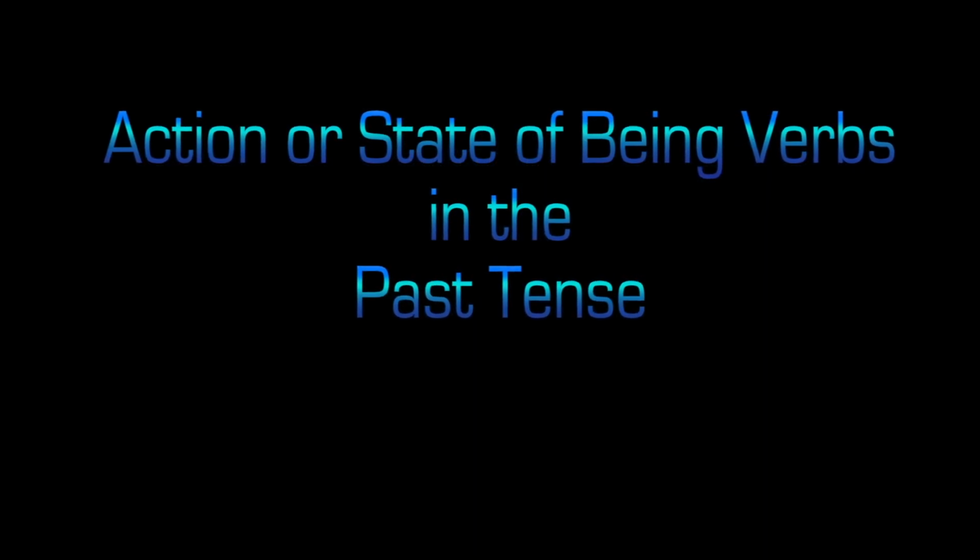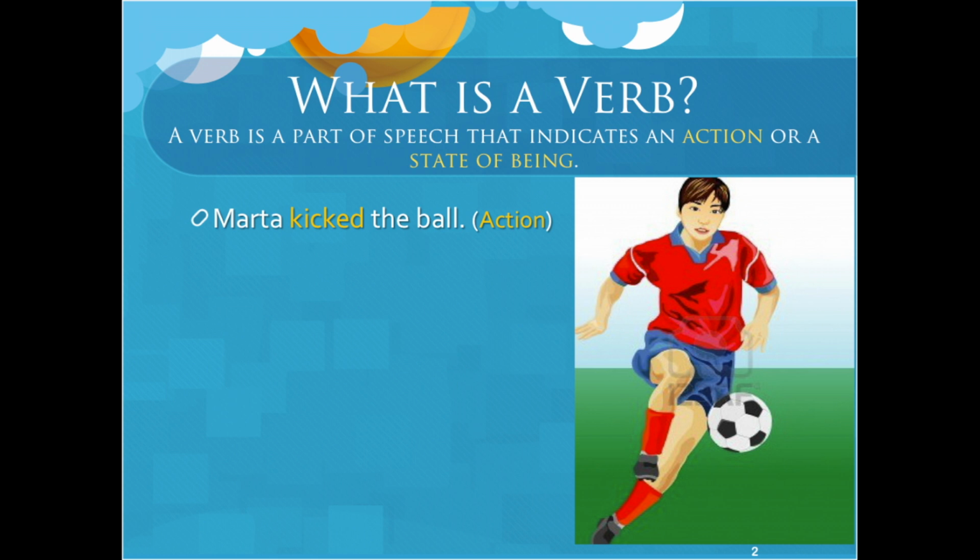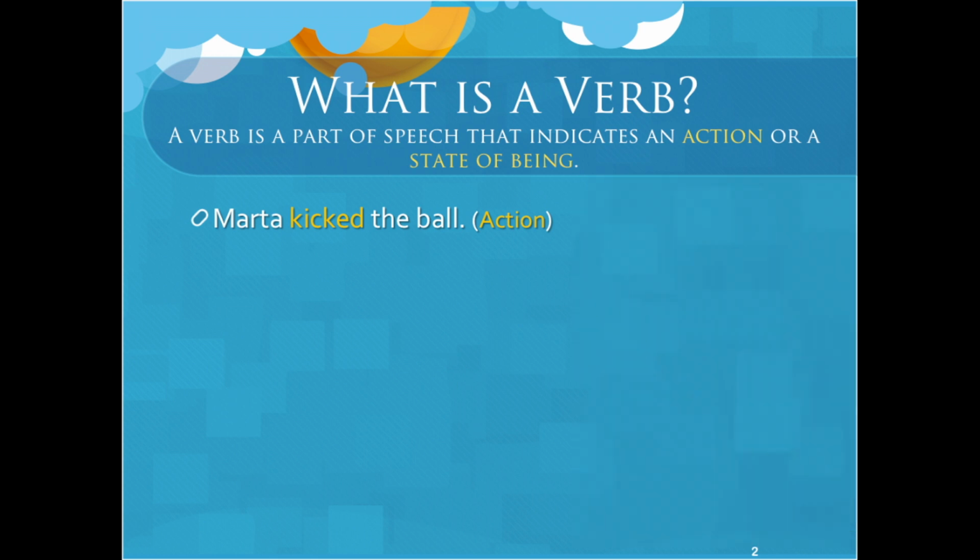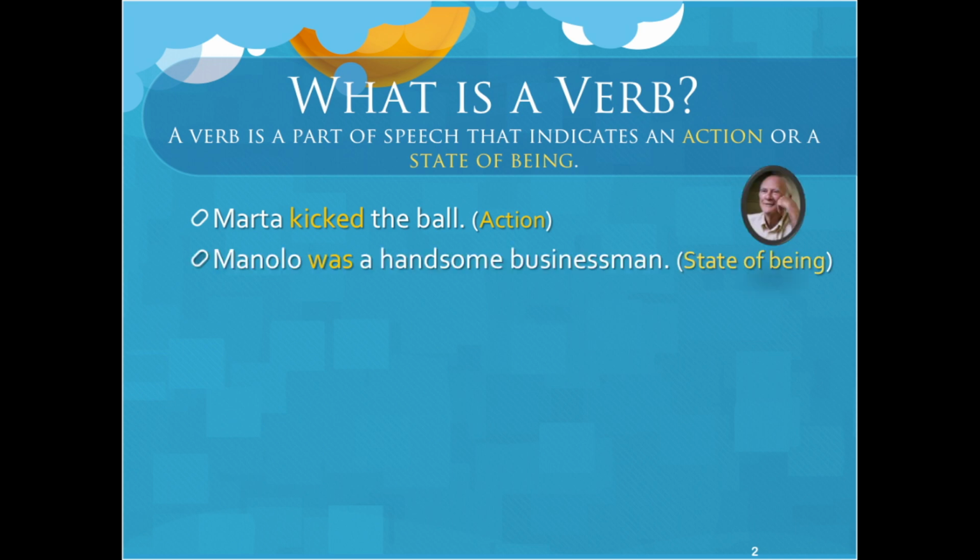All right, the first one, Martha kicked the ball. Look at that, Gail. To kick is an action verb and shows what Martha was doing. The past tense of kick is kicked. That's correct, Betsy. And the second sentence, Manolo was a handsome businessman. Was is the past tense of the state of being verb to be. Was links Manolo to businessman.